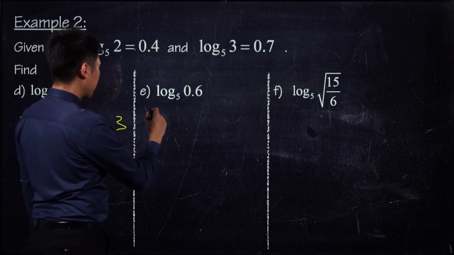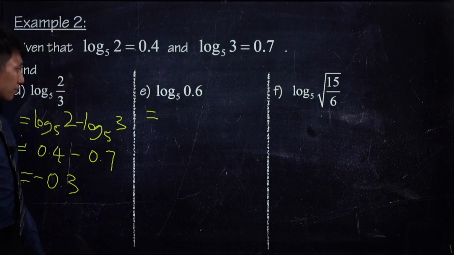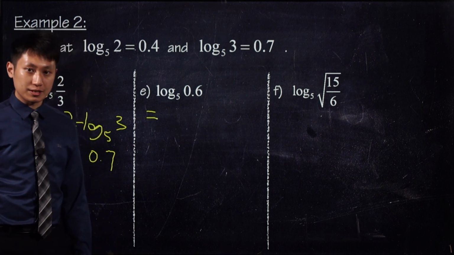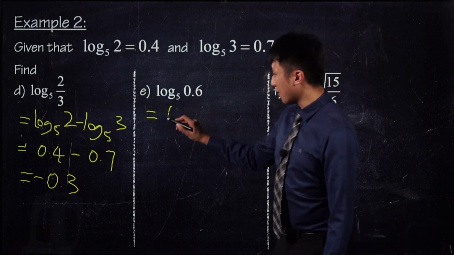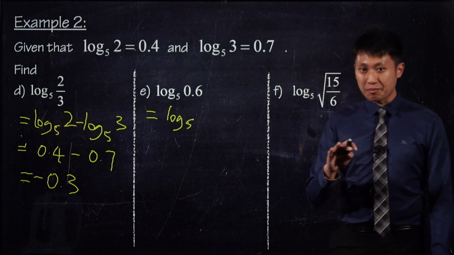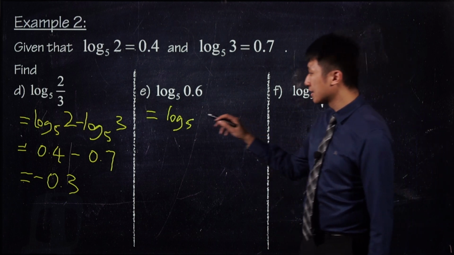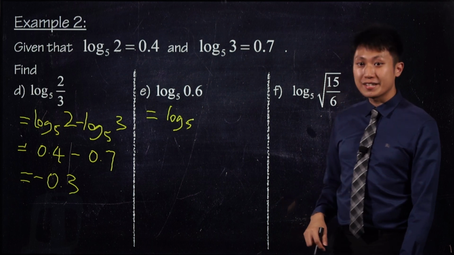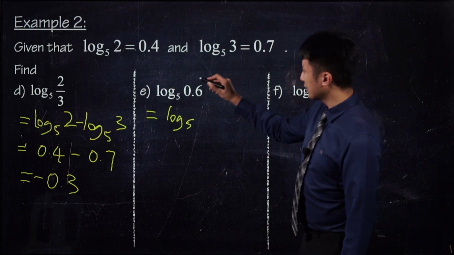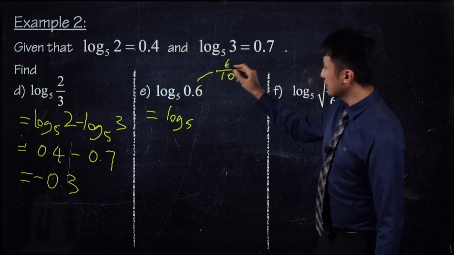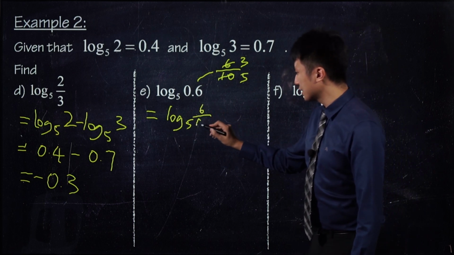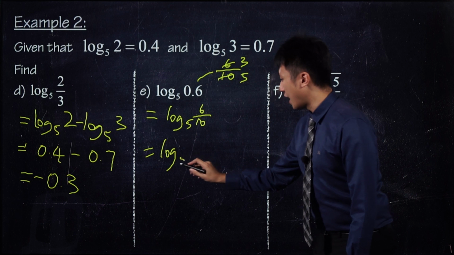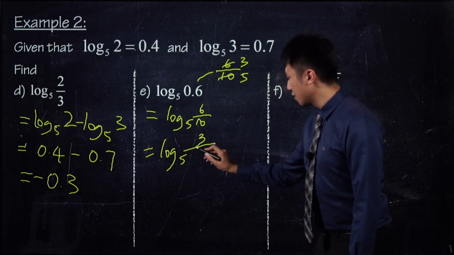Okay, next. This one here. What can you do? Log base 5 of 0.6. How do you do this? This one looks a bit difficult for you, but let's try this. Log base 5 of 0.6 looks like what? 0.6 is 6 over 10, which is 3 over 5. So this is log base 5 of 3 over 5.